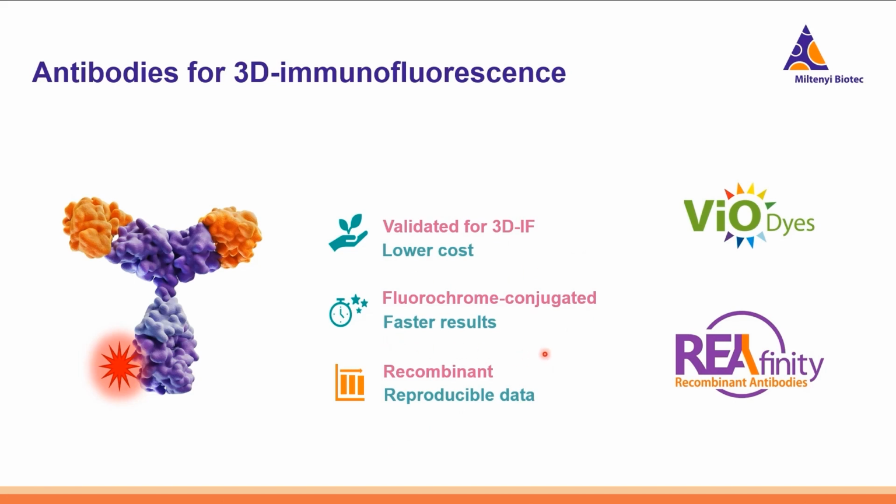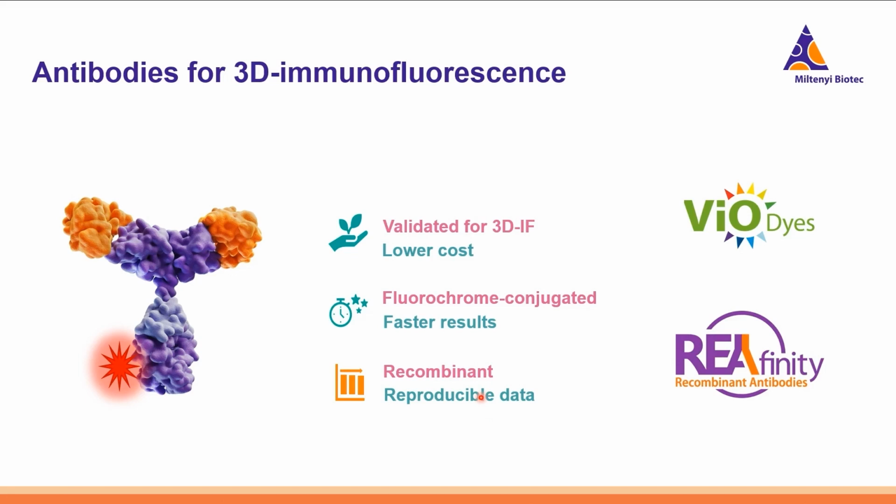They are fluorochrome conjugated, conjugated to the Viodyes. Viodyes are the small and bright fluorophores of Miltenyi. They are directly conjugated, so this is optimum for direct staining, and you don't need to do any secondary staining, and this would save a lot of time on your side. They are recombinantly engineered, and this minimizes the background noise and also maximizes the reproducibility of the data.